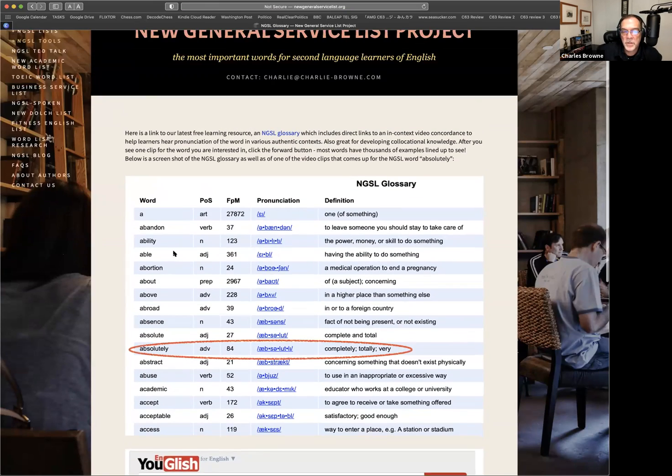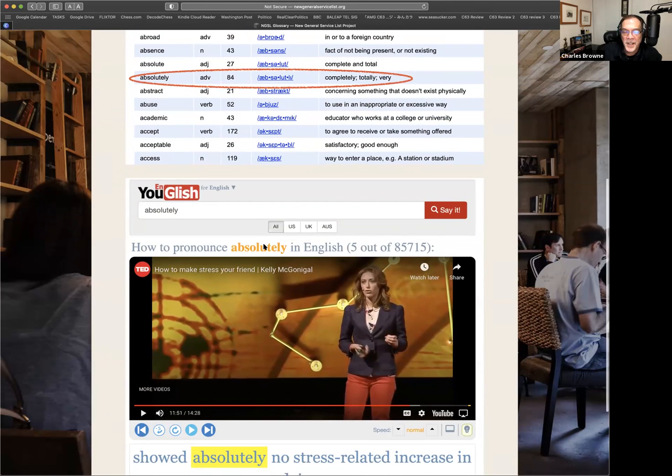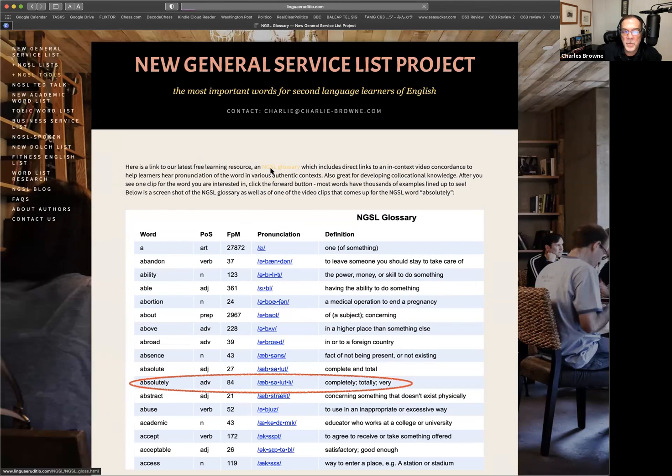And what the glossary looks like is this: it has the word, part of speech, frequency per million, some pronunciation data, and then the definitions. But it does actually much more than that. We're utilizing a website called Yuglish, which is like a video concordance website.